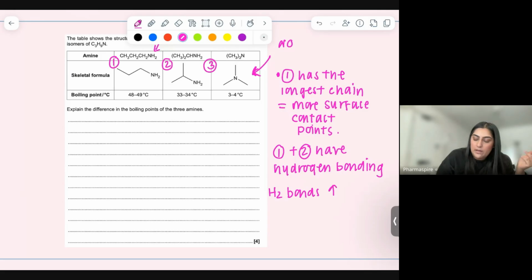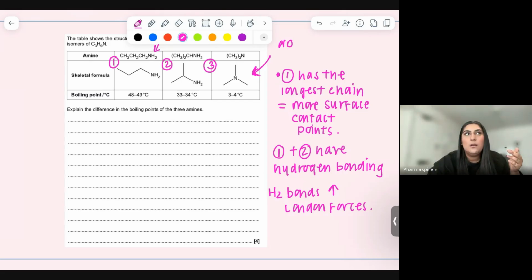I'm just going to put increase higher than London forces. You can have, that's fine. And then obviously your last point is, therefore, it takes more energy to overcome. AQA has to know about this as well. So both of the exam boards need to know about this.